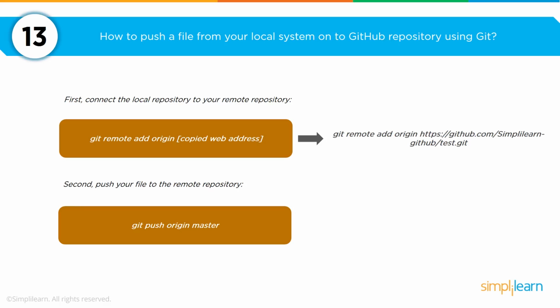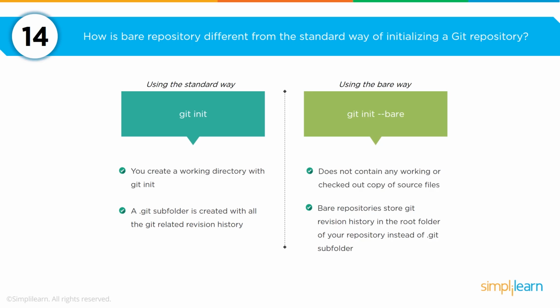Once you've added the remote repository to your local repository, the second action you want to use is a push, which is to push your local files out to the master environment. So you'd use the command git push origin master.